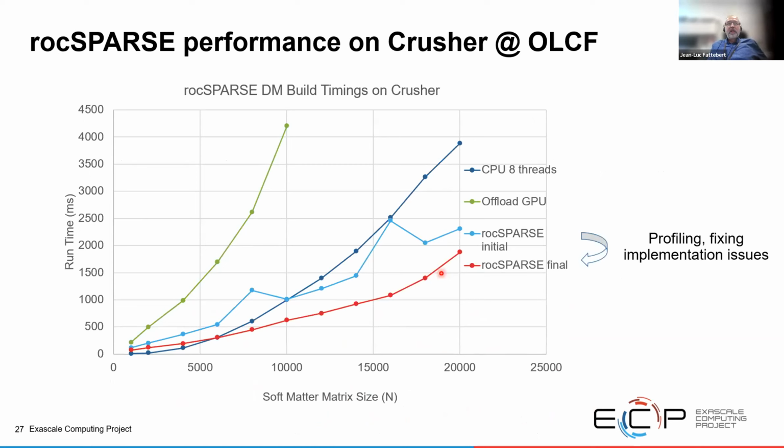And this is the result we obtained recently on Crusher at OLCF. It illustrates some of the points I was making earlier. So let's look first at the dark blue. This is the performance, so time to solution in milliseconds as a function of the matrix size. And you see this is the performance on CPU using 8 threads.